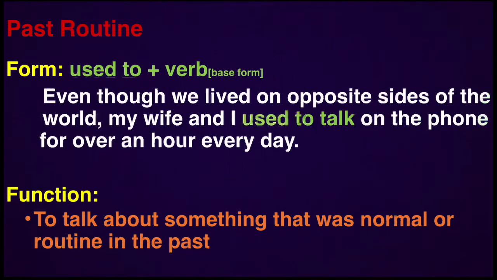If we want to talk about past routine, we can use a couple forms. The first one is used to, and then we use that with the base form of the verb. So even though we lived on opposite sides of the world, my wife and I used to talk on the phone for over an hour every day. So used to talk, this means that it was a regular or normal thing that happened regularly in the past. So we use used to plus the base form of the verb to talk about something that was normal or routine in the past. It wasn't something that happened just one time.